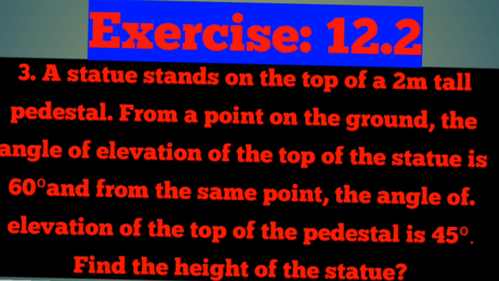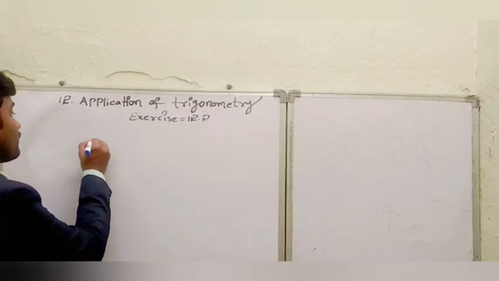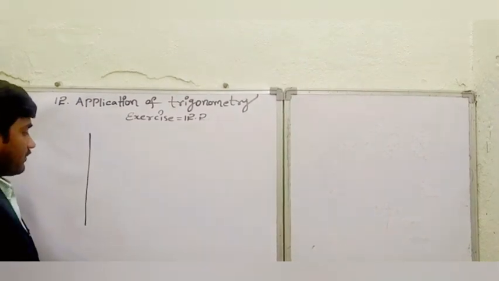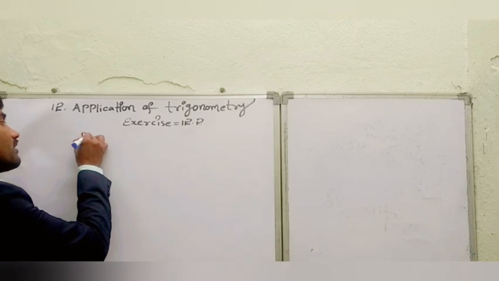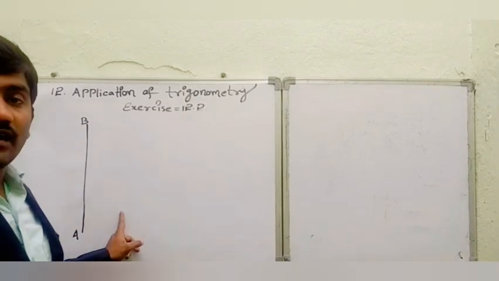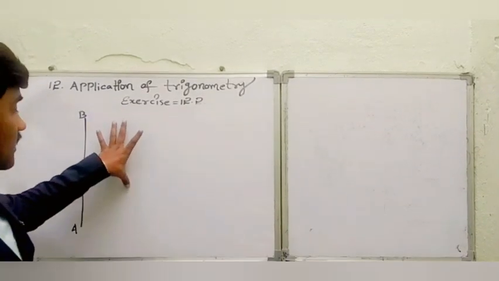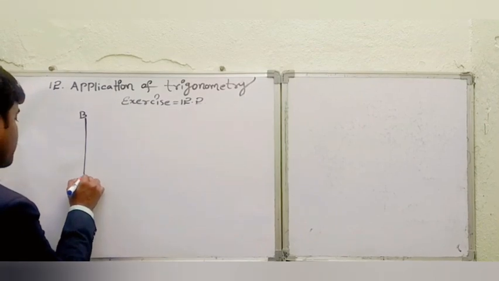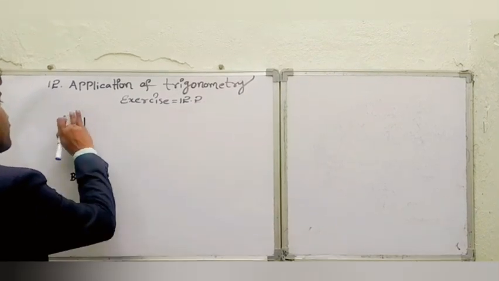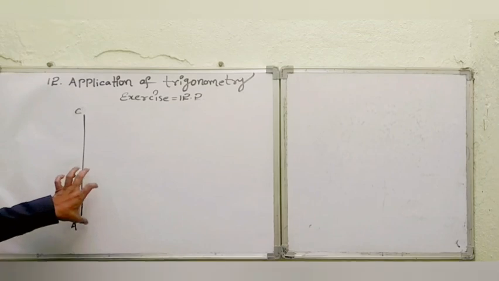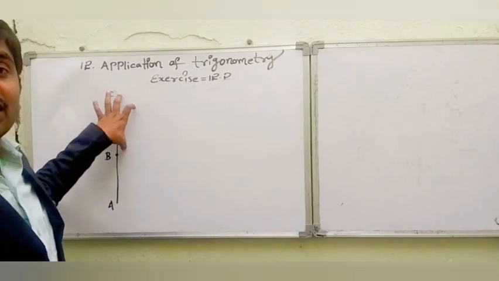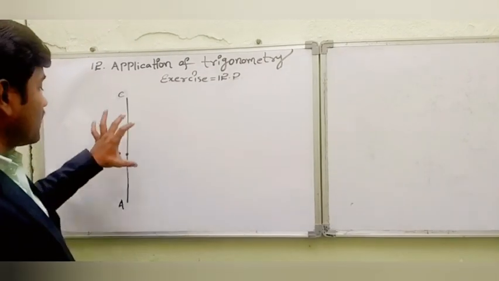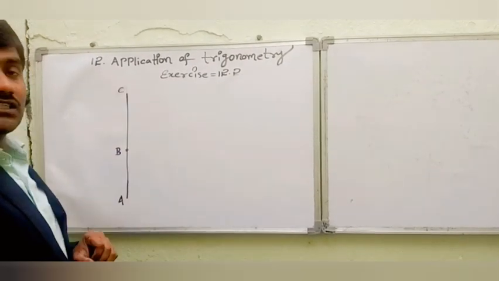Find the height of the statue. Let's see the next diagram of this question now. Here, suppose this AB is the complete height, suppose AB, C. Here AB is a pedestal and BC is a statue, suppose. AB is a pedestal and BC is a statue.